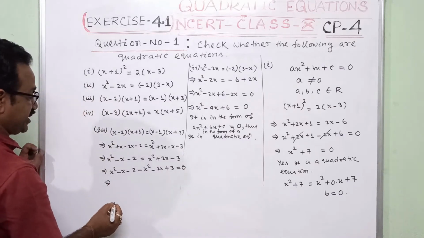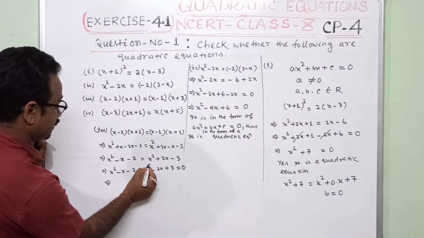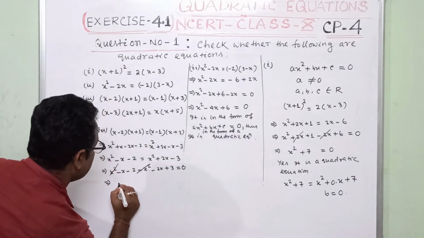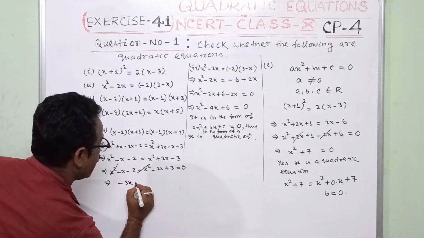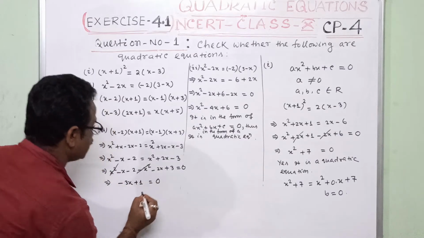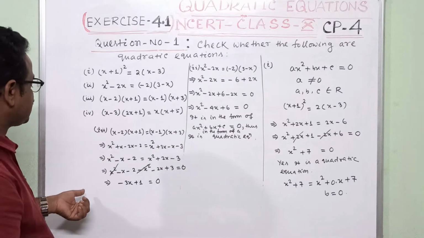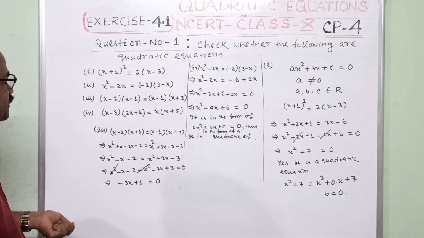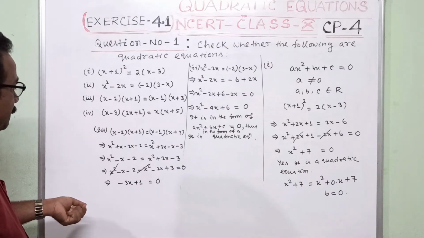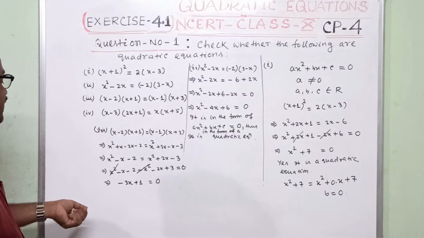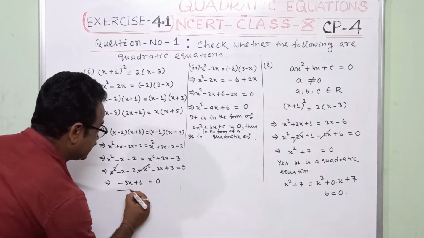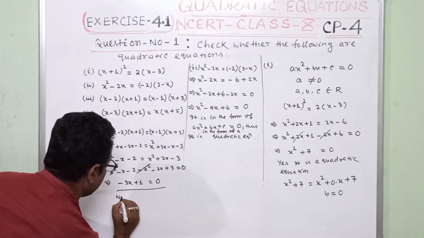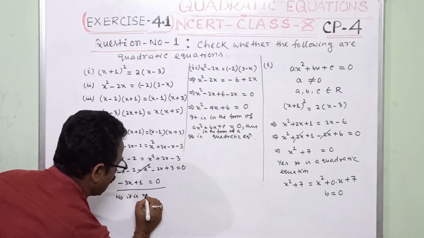Now see the cancellation: yes, x square cancels. So here we are getting minus 3x plus 1 is equal to 0. Is it in the form of ax square plus bx plus c? No, it is not.